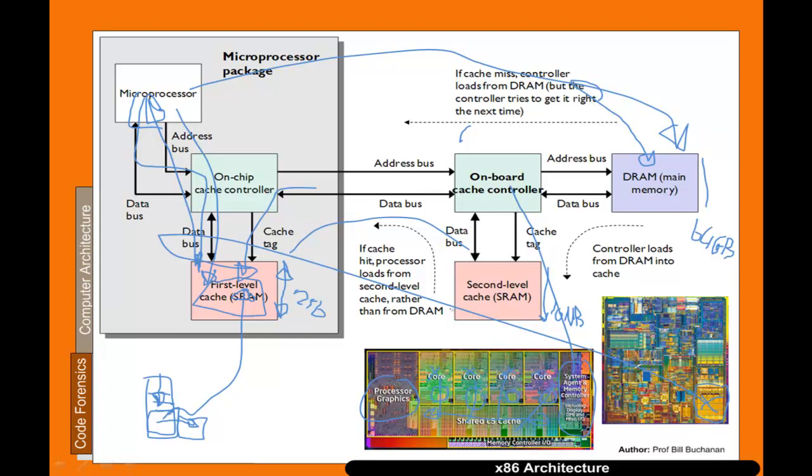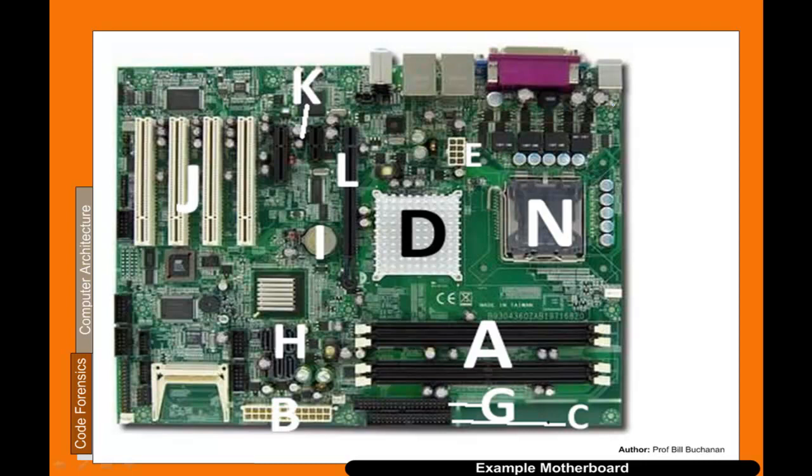Unfortunately, if we get a miss, then the processor itself would have to go straight out to the dynamic memory. But as it's loading through, it recalculates and refills the cache, so hopefully it doesn't get it wrong the next time. If we look at a typical motherboard, here's the processor. This is likely to be the north bridge because it has a heat sink and is likely to have very fast throughputs.